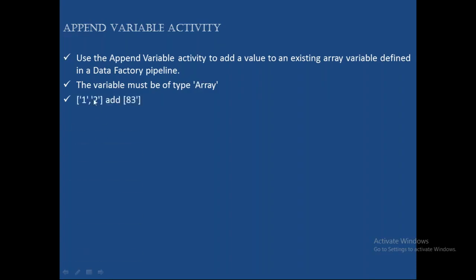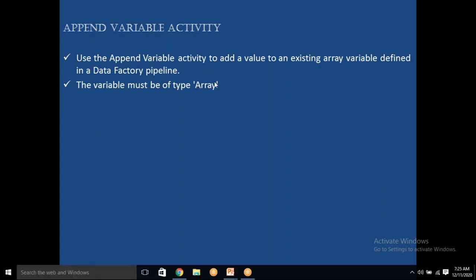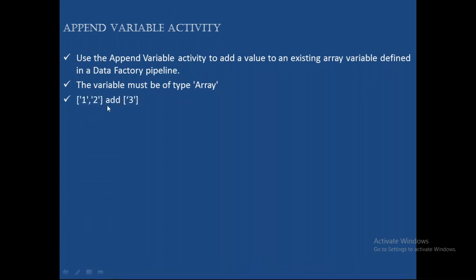But array means, here I have 1, 2 and I want to add 3 to this particular array. When you add it, it will become 1, 2, 3. Understood? Now if you want to add 4, it will become 1, 2, 3, 4. When you are storing multiple values, this is of type array. It's not a string or int, it's an array. It will have multiple values.